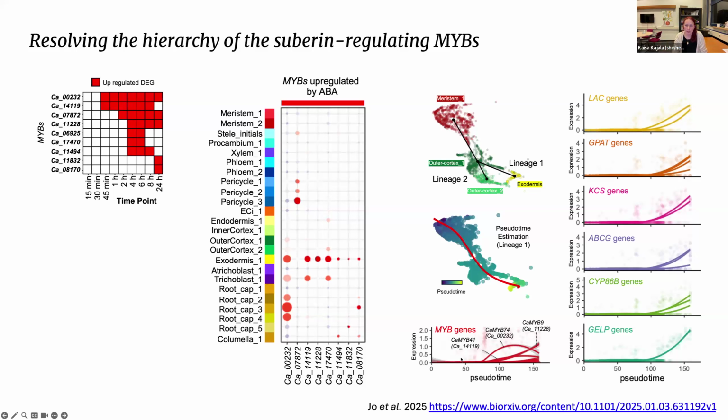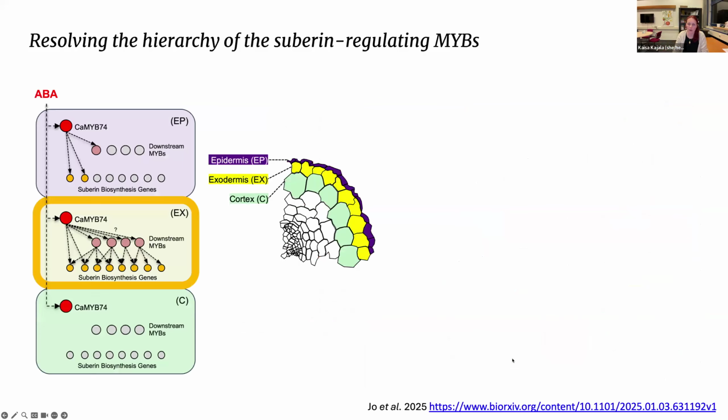And for the MIB genes, 00232 goes up early, followed by the other MIBs. So now we have a model where, when all of this is put together, we have this early MIB in multiple cell types, potentially because we give a strong ABA kick exogenously, from the outside. So maybe this drives it also in the epidermis, and in the epidermis we see a bit of that network presence, but the full network only comes in the exodermis.